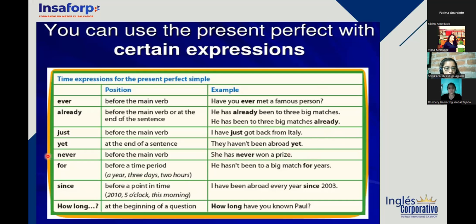Sonia, would you like to help me with never? Never, before the main verb. She has never won a prize. She has never won a prize. Now, let me ask you a question. If I use never, am I giving a negative sense to that sentence? Yes or no?